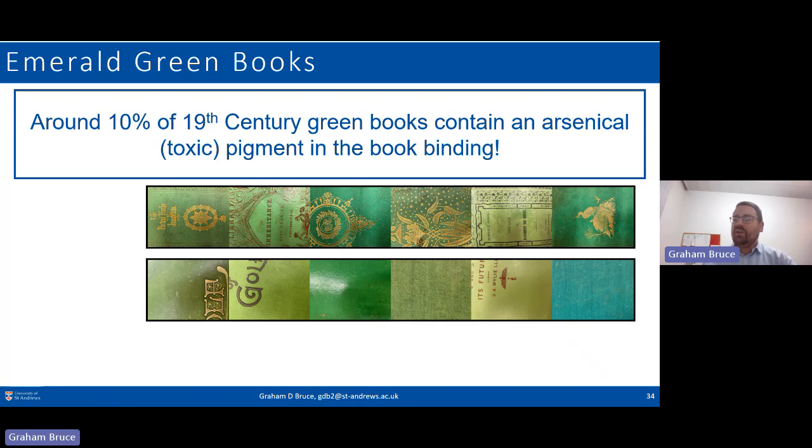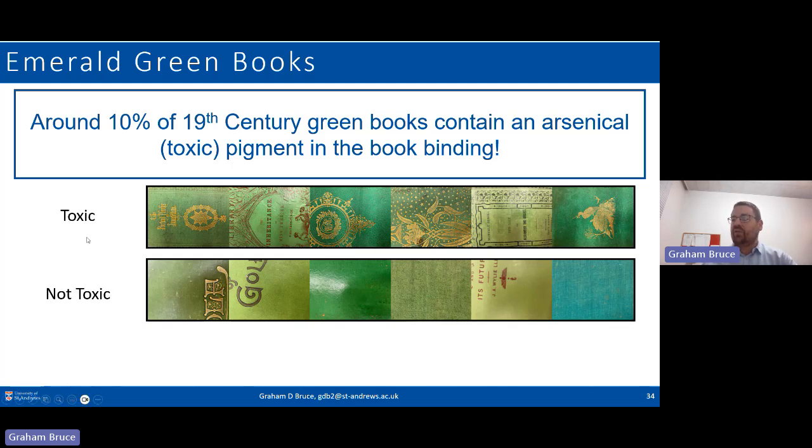So if you pick up one of these books, there is a chance that you're going to be left with a green residue on your fingers, which clearly when that residue is made up of particles that contain arsenic, you definitely don't want to be licking your fingers when you turn the pages of the book. On the slide here, you can see two rows where we've taken little snippets of book covers. On one of these rows, all the books contain that arsenical pigment. On the other row, we have books that do not contain that pigment, but you can see that the colors are very similar.